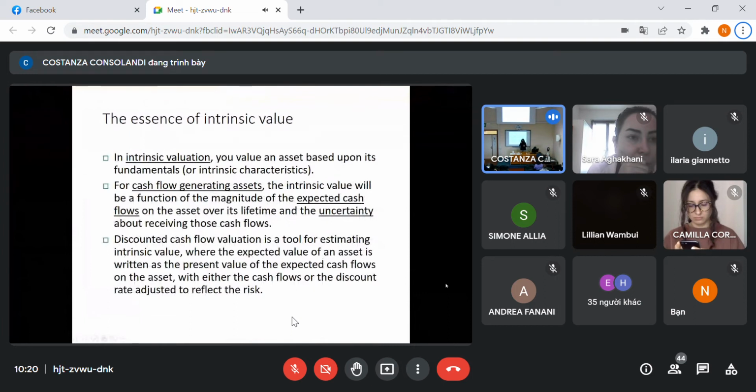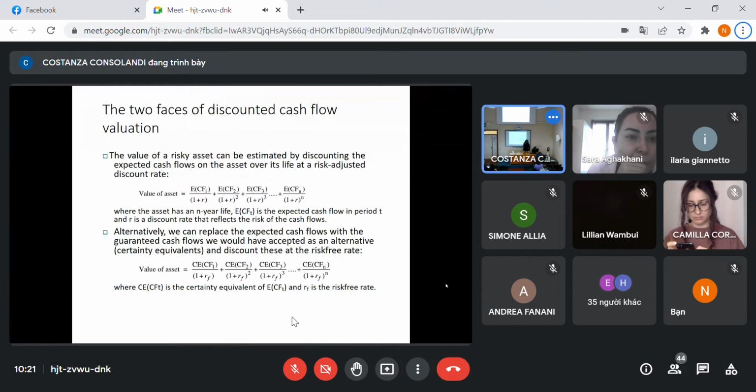So we can justify. So which are the ingredients of discounted cash flow methodology? We start from the assumption that by defining the value of the asset through discounted cash flow methodology, we state that the value of any asset is equal to the present value of future expected cash flows, discounted at a rate that reflects the riskiness of cash flows.